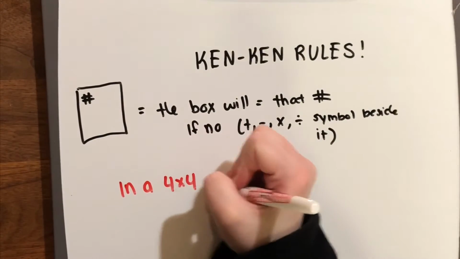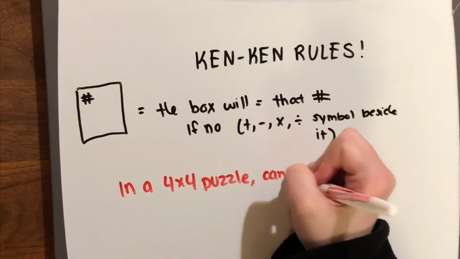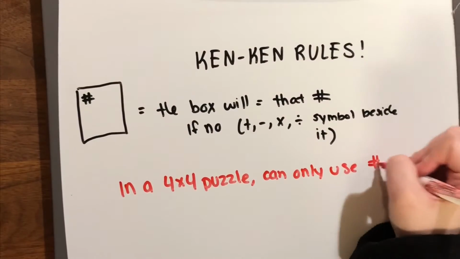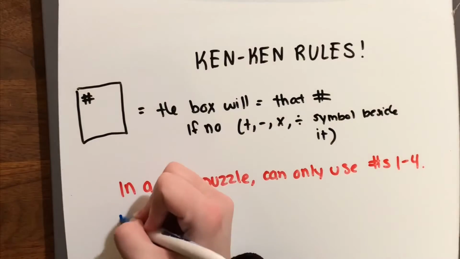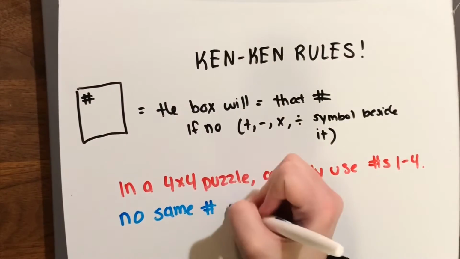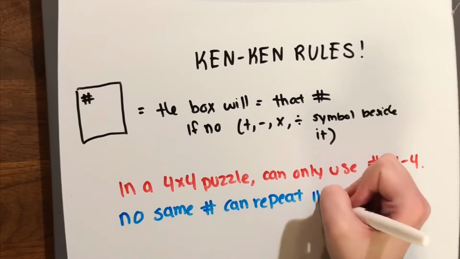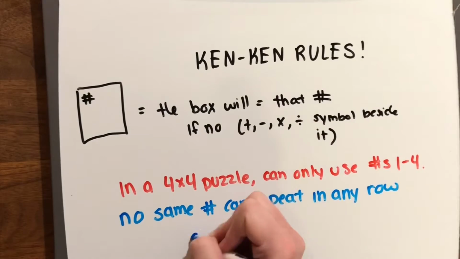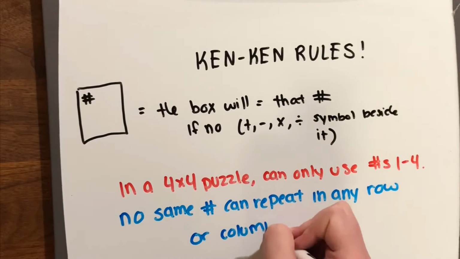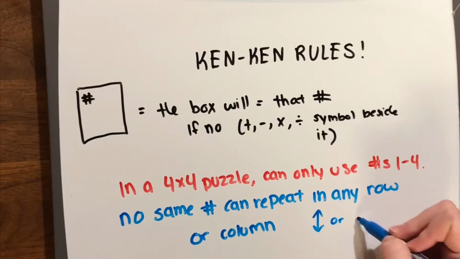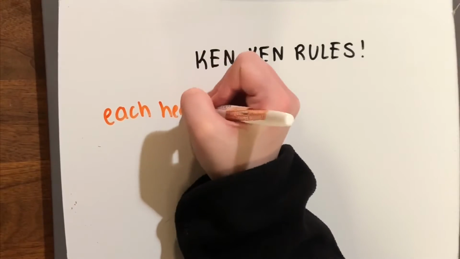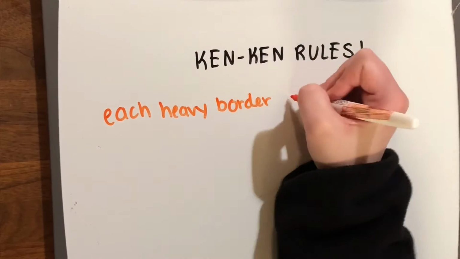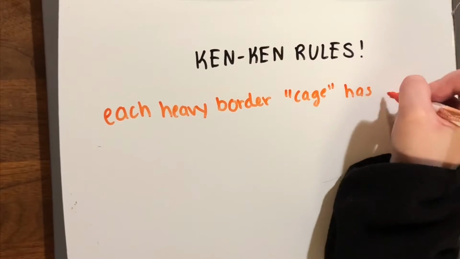Second, in a 4x4 puzzle, you can only use the numbers 1 through 4. Third, no same number can repeat in any row or column, vertically and horizontally. And finally, each heavy bordered cage has a target value with an arithmetic operation that must be solved.